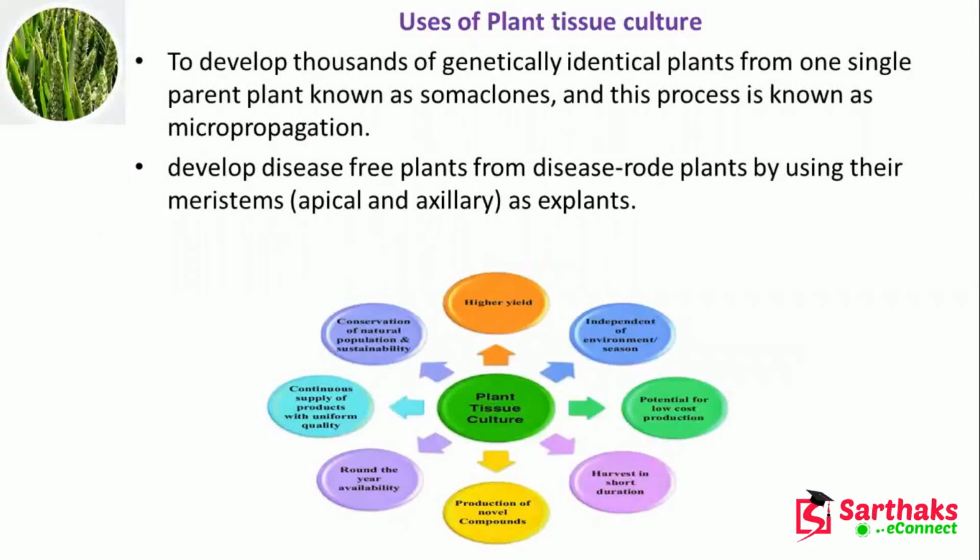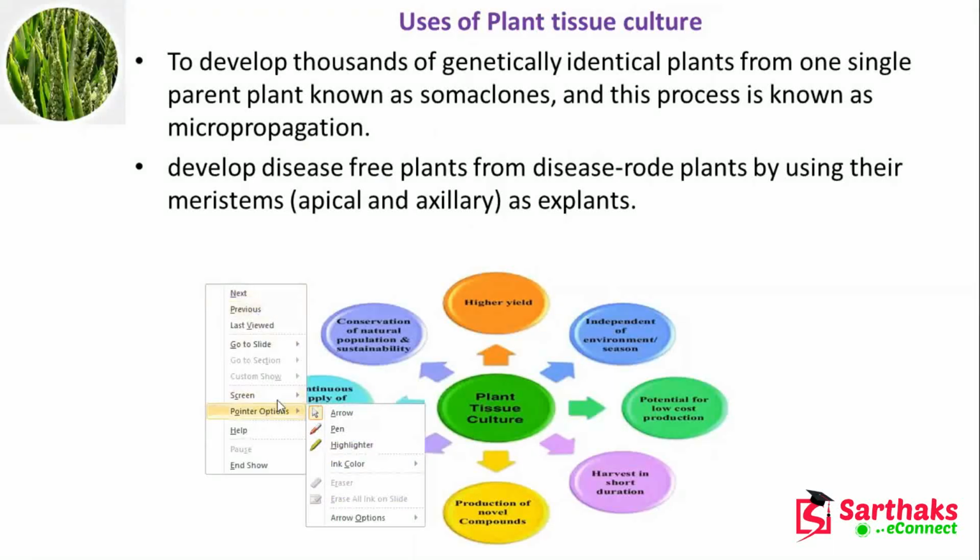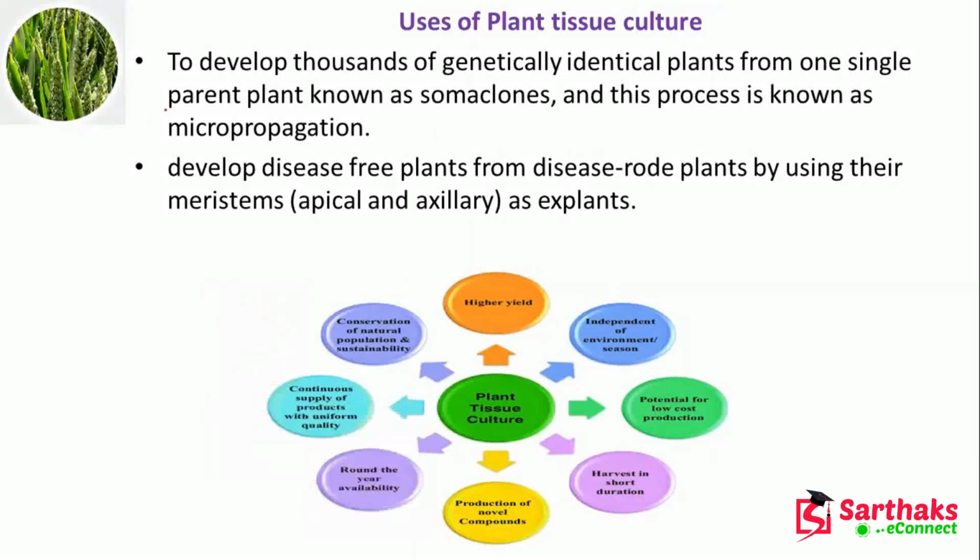to develop thousands of genetically identical plants from one single parent plant, that process is known as micropropagation. So to develop thousands of genetically identical plants, we are doing plant tissue culture, and this is the use of plant tissue culture.